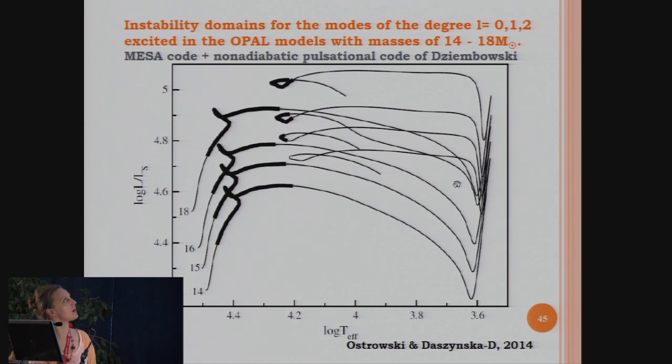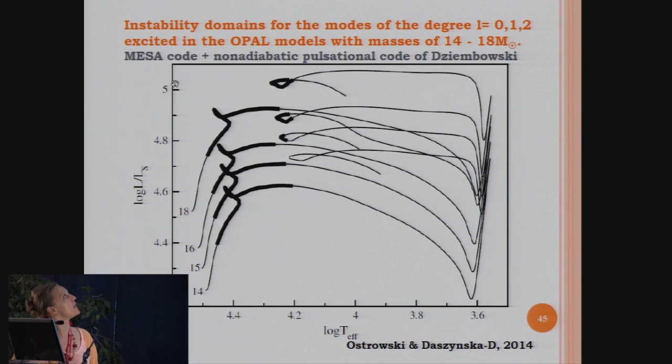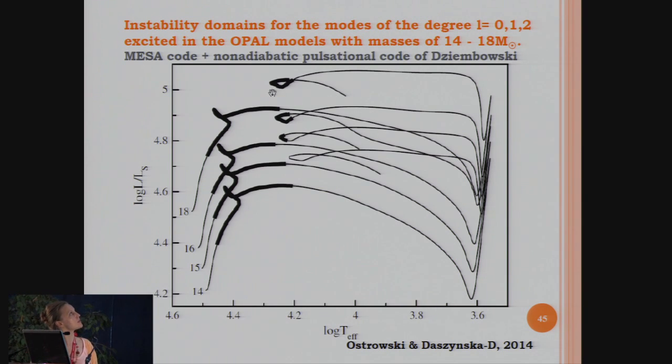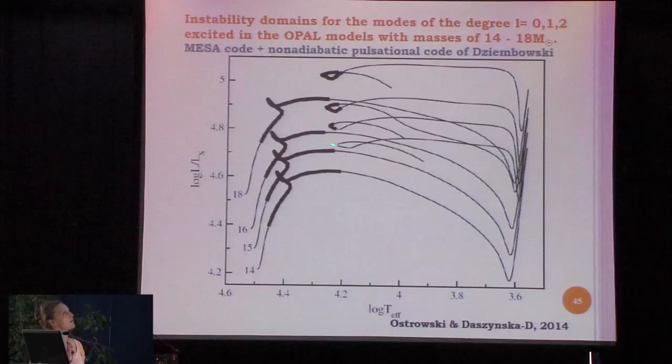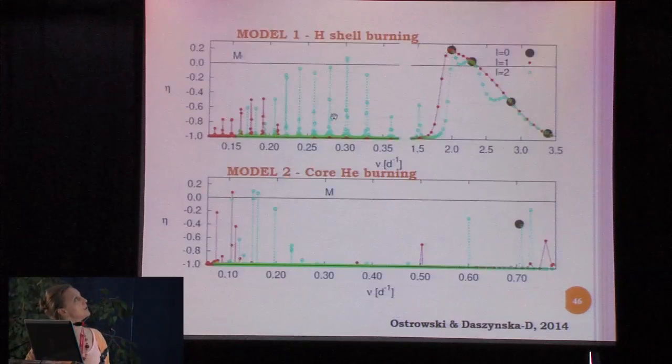Okay, so B-type supergiants. Using the MESA code and a non-adiabatic pulsation code, we found some instability on the blue loop, because we know one star which is a so-called slowly pulsating B-type supergiant, and it is located somewhere here. The question is about its evolutionary status, whether it is in the hydrogen shell burning phase or helium core burning phase, or whether this is a blue loop model or an after-TAMS model.